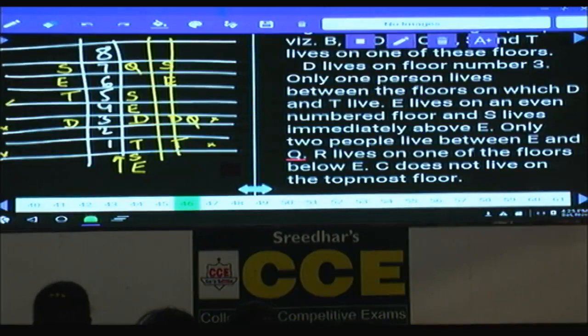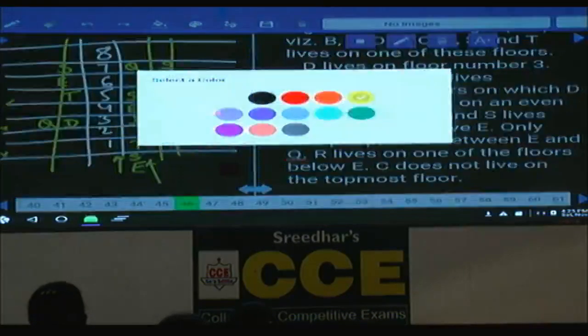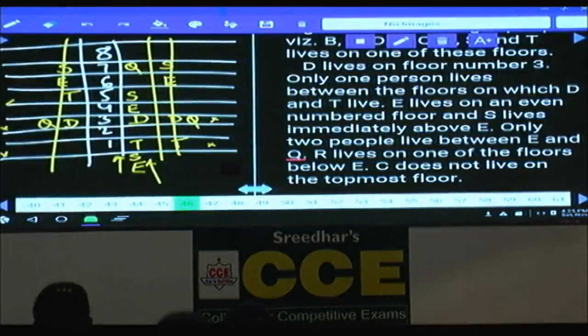Now 2 people between E and Q, here also, Q and D must be in the same place, not possible, and this case is also ruled out. Finally, we are left with only one case. Though we have discussed 3 different possibilities, out of which 2 were invalid, finally we are left with only one. R lives on one of the floors below E, and R must be on the 2nd floor. C does not live on the topmost floor, C is on the 6th floor. If C is on the 6th floor, the person who is left over is B, and B must be on the 8th floor.